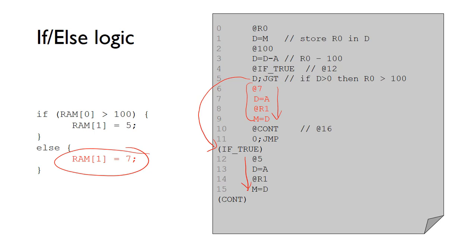And after that, we still need to put in another unconditional jump, just to make sure that after we've done the false code, we don't execute the true code. So we need to jump past that and carry on. In this case, the next instruction will be instruction 16. So @cont will, when assembled, become @16, and then the unconditional jump, 0;JMP, will jump past the true statement.